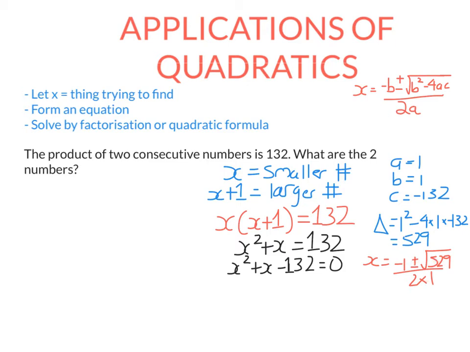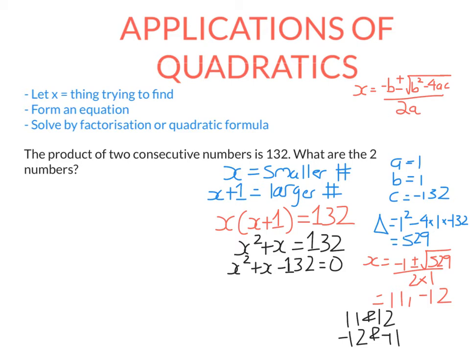So that actually gives us 11, or minus 1 minus root 529 over 2 gives us negative 12. So the smaller number is either 11 or negative 12. So the two numbers, if the smaller number is 11, the larger is 12. If the smaller number is negative 12, the larger is negative 11. So either of these works, 11 and 12 or minus 12 and minus 11.